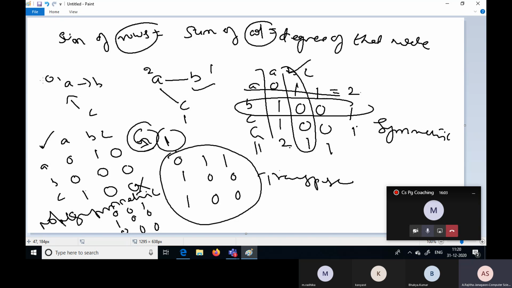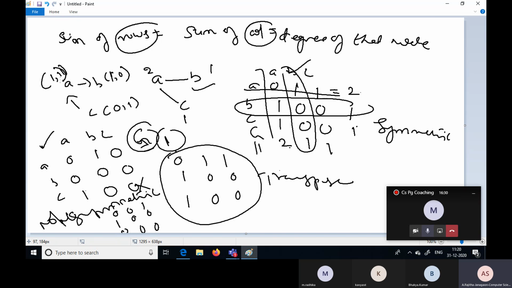That means in degree is 1, sorry, in degree is 1 and out degree is 1 here. Coming to here, in degree 1 and out degree is 0. So here in degree 0 and out degree 1. Observe here the row sum for this row, it gives only 1. So what does it give?